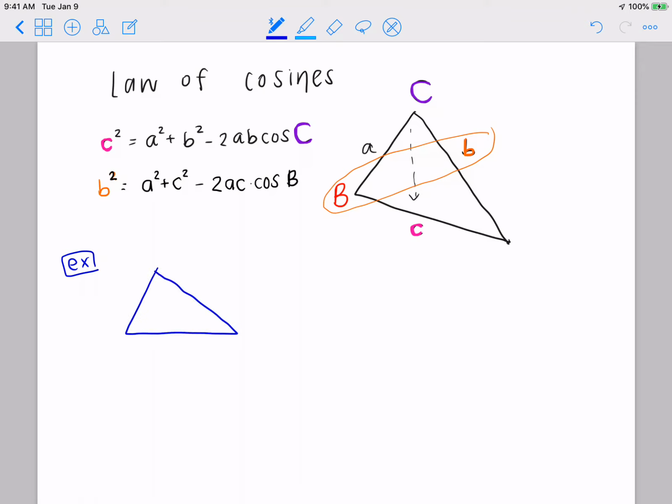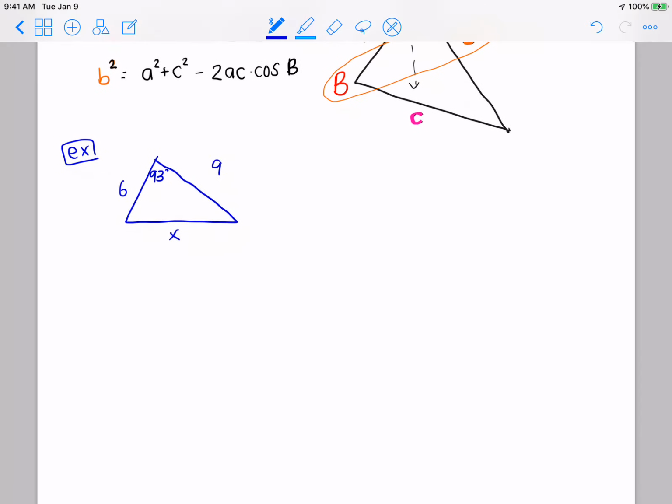So example, this one, just keep it simple. If I have a 93-degree angle right here, and a 6, 9, and x, how would we set this up? What would be our pair? The pair is this one right here. So that means we're always going to start off with the length, which is x squared, equals the other two lengths, 6 squared plus 9 squared, minus 2 parentheses, parentheses. We fill in those 6 and 9 again, and then cosine of the angle, 93.